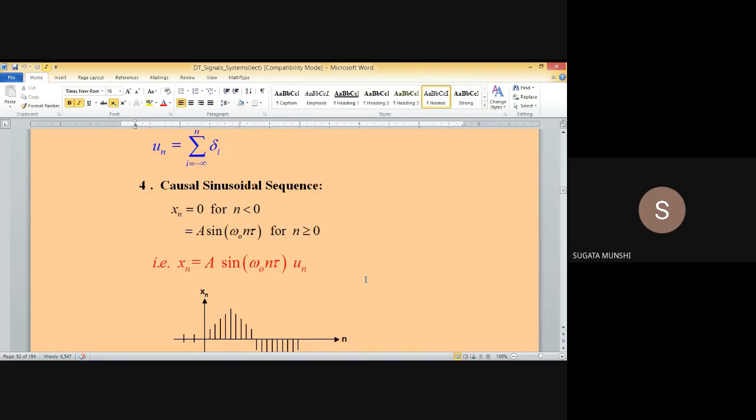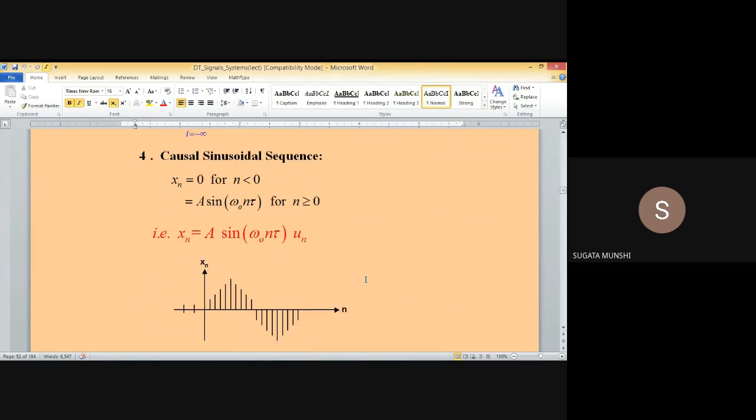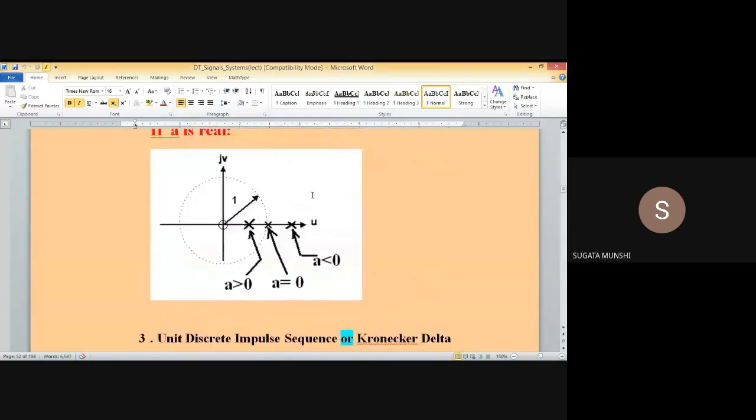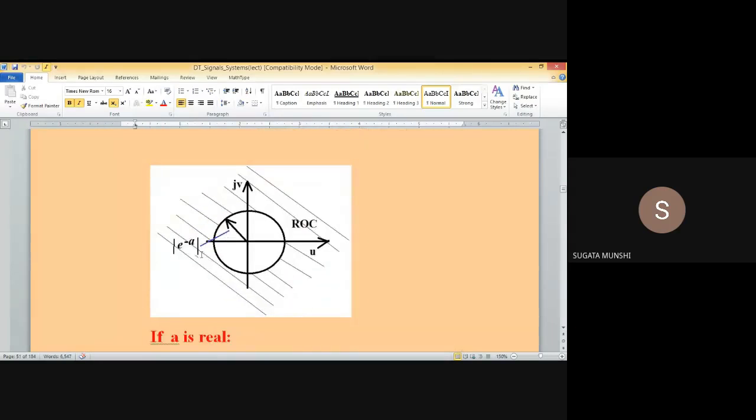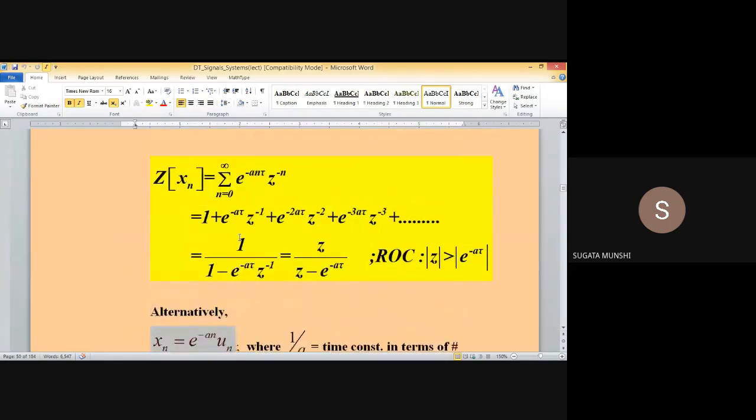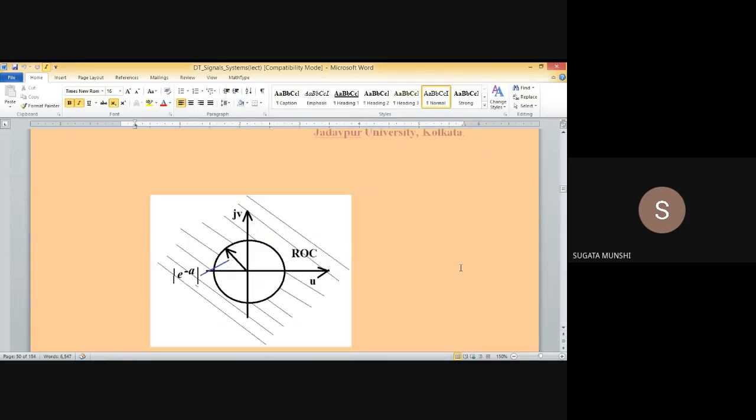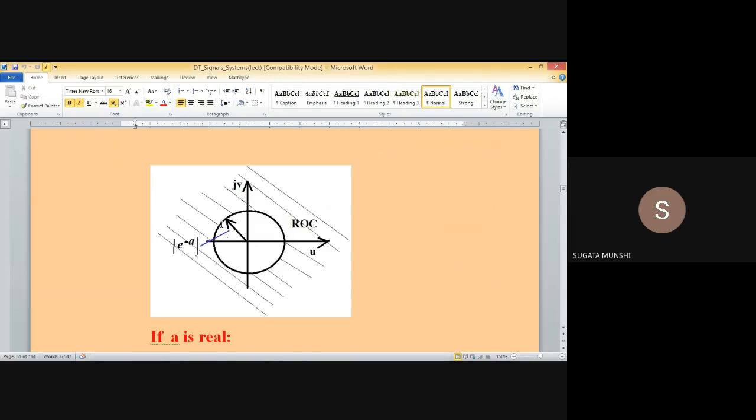Now have a look at the causal sinusoidal sequence. x[n] equals 0 for n less than 0, and it is sine(omega 0 n tau) for n greater than or equal to 0. Incidentally, in the earlier case, I considered the ROC as magnitude of e to the power minus a. If instead I had considered the sequence e to the power minus a n tau, what would have been the ROC? Magnitude of z greater than magnitude of e to the power minus a tau. Then the radius of this circle will be magnitude of e to the power minus a tau. All right, tau will be there.